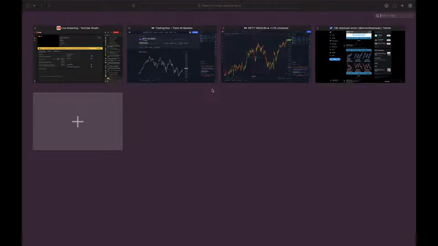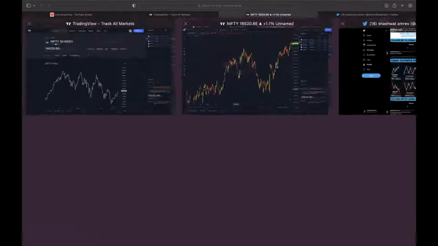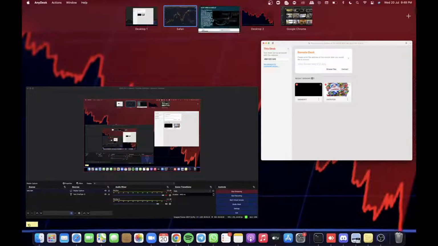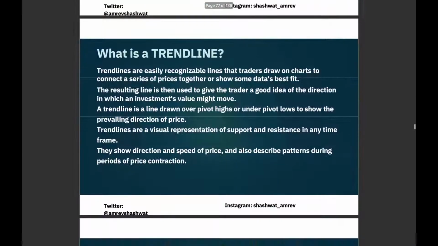After the neckline, it is downward. After that, it went upward. Okay, it's already clear. So this is all the concept of this. And now the last one that comes after this cup and handle is trend line.